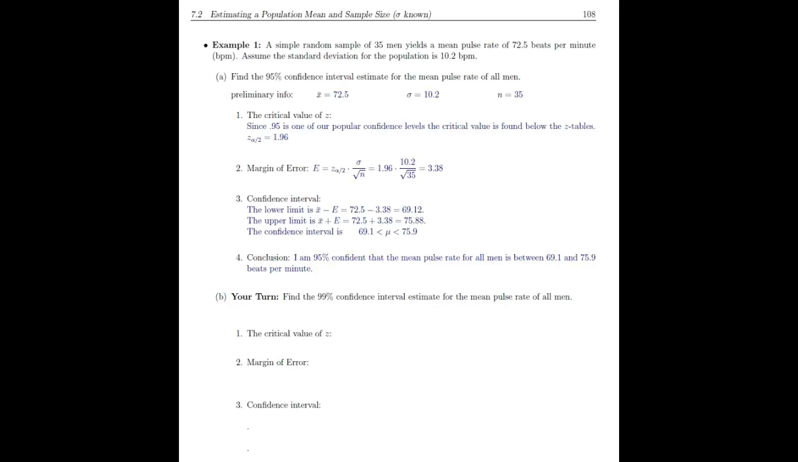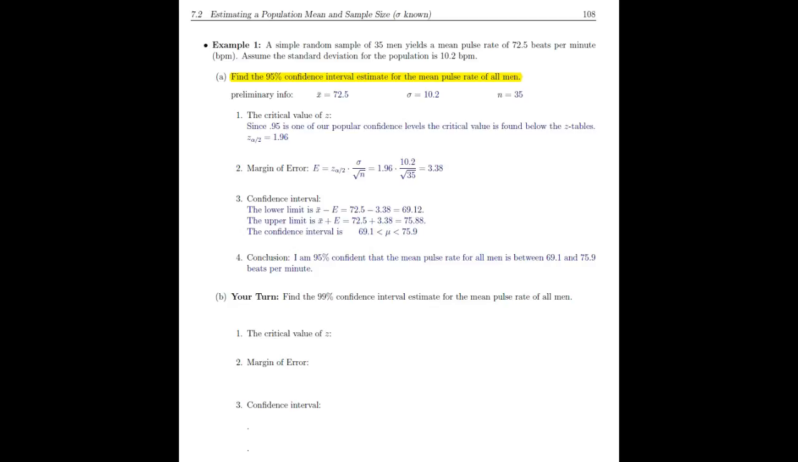Okay, so the first example on this page is a simple random sample of 35 men yields a mean pulse rate of 72.5 beats per minute. Assume the standard deviation for the population is 10.2 beats per minute. So let's first find the 95% confidence interval estimate for the mean pulse rate of all men.